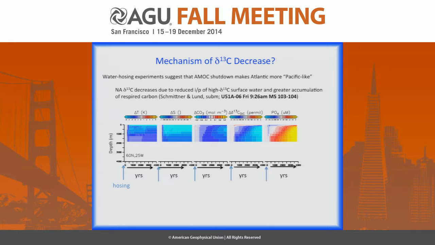As described by Schmittner and Lund, there are two factors. One is that when the AMOC is shut down, there's a reduction, almost a cessation, of the input of high Delta C13 water to the subsurface. So this obviously decreases the Delta C13 of the subsurface and perhaps contributes to the increase at the surface. And because that subsurface water is being poorly ventilated, there's also an increase in respired carbon.